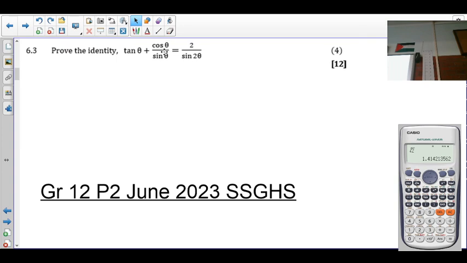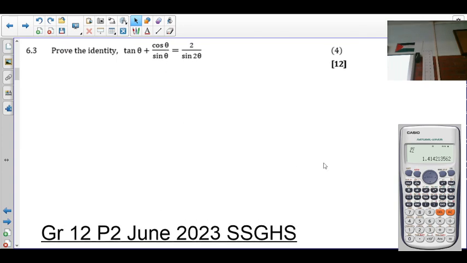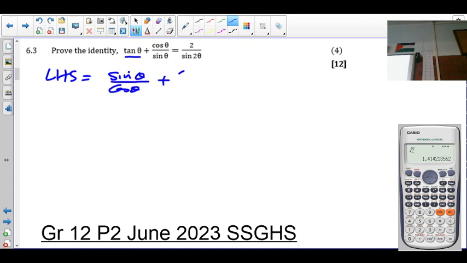Question 6.3: prove the identity. Of course, we have a left and right hand side here. I'm going to work with my left hand side first. Tan theta plus cot theta can be written as sin theta over cos theta plus cos theta over sin theta. So what's my LCM here? Sin theta cos theta.